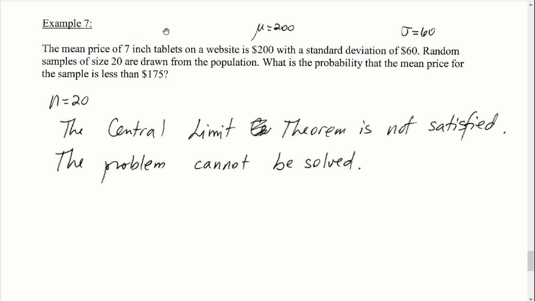So we don't know whether or not we're sampling from a normal distribution. Furthermore, we have a small sample size. We don't have 30 or more. So the central limit theorem is not satisfied. Therefore, this would not be something we could actually compute with the method that we would learn in our class.